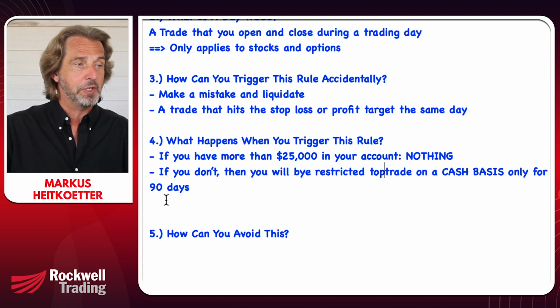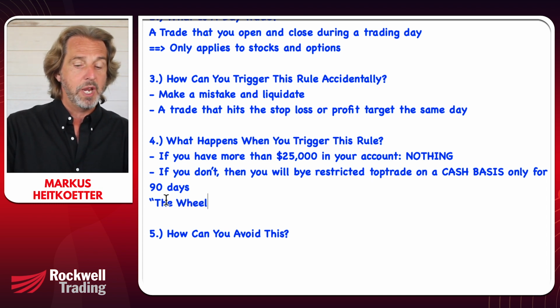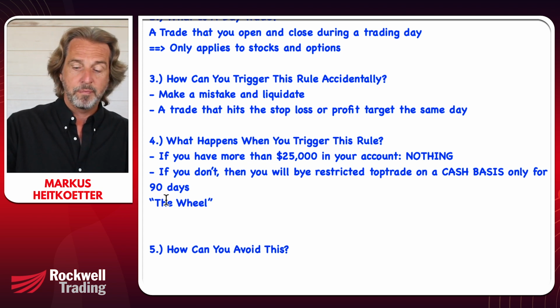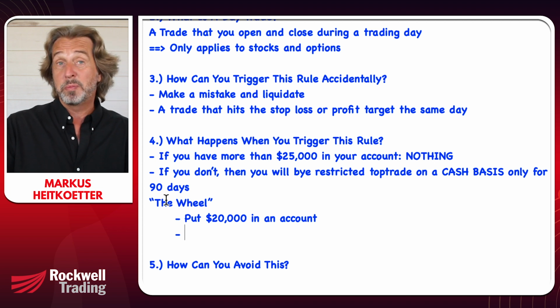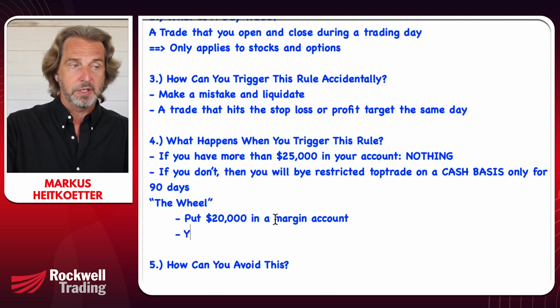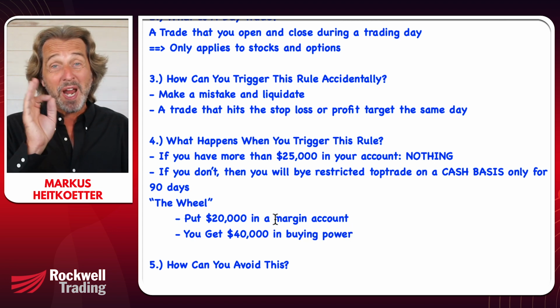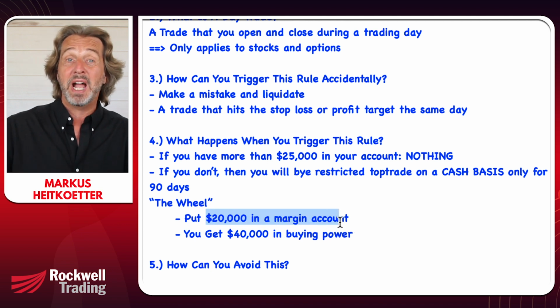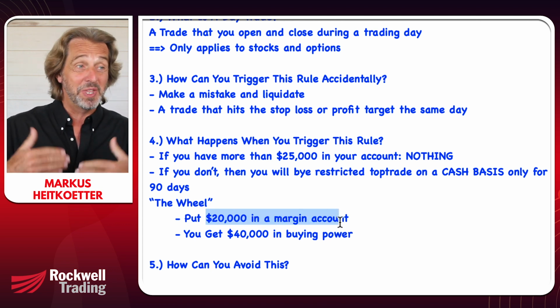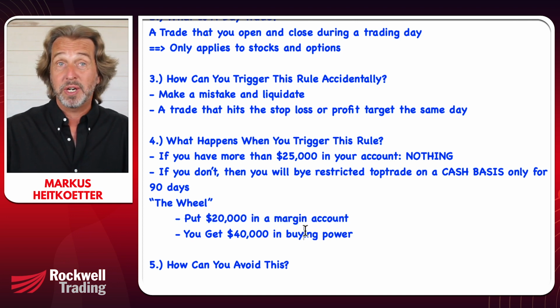So let me give you an example. Let's say you are trading the wheel trading strategy and you put $20,000 in an account, right? If you put it into a margin account, you get $40,000 in buying power. So when you trigger the pattern day trader rule, you no longer get this buying power, the 2-to-1 leverage. You're now basically going back to whatever cash you put in there. Okay, so this is what happens when you trigger this rule.